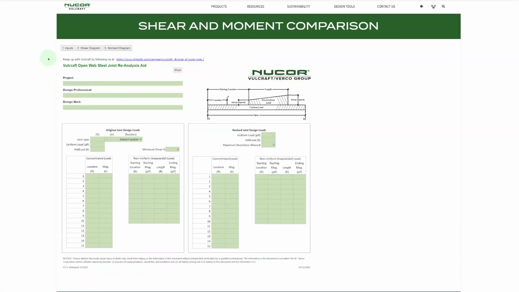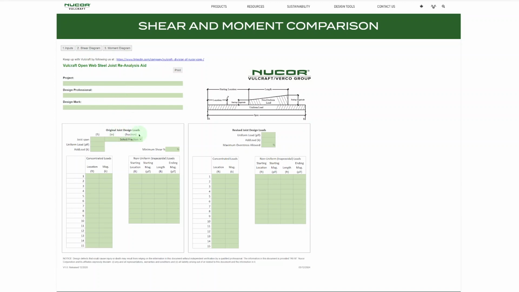The first thing I'd like to point out are the three buttons across the top: Inputs, Shear Diagram, and Moment Diagram. These are going to be our primary ways to navigate through the tool. Right now we are on the Inputs section, but once we have some information in there for the design loads, it'll generate a shear diagram and moment diagram for us. There are a couple of fields here that are optional. You can fill them out if you want those on the final printed output.